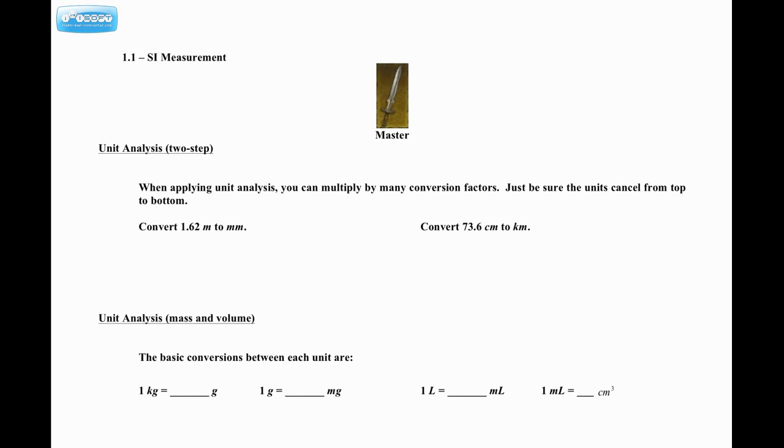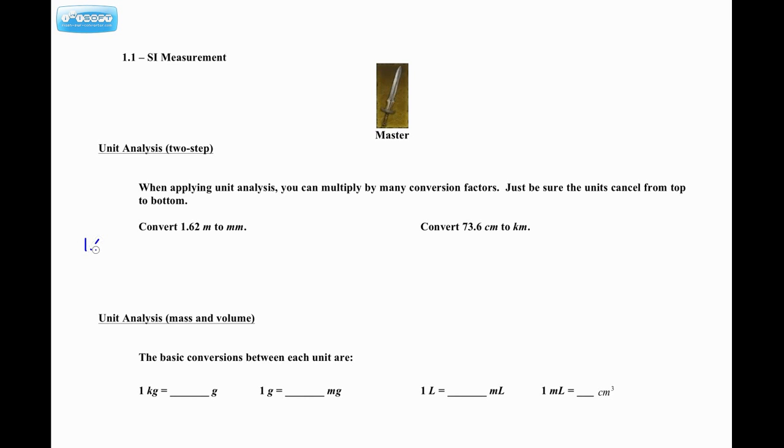error somewhere. So if I want to convert 1.62 meters to millimeters, okay, again, this doesn't require unit analysis, but I'm just going to demo the process anyway. You could actually do this in one step if you know the conversion factor between meters and millimeters, which you should. There are 1,000 of these in a meter. But you could also go from meters to centimeters, and then from centimeters to millimeters. That creates a two-step problem.